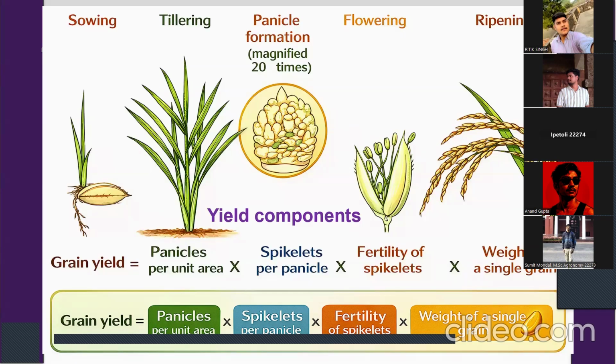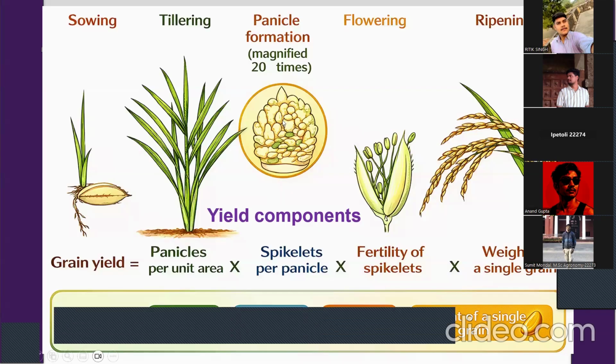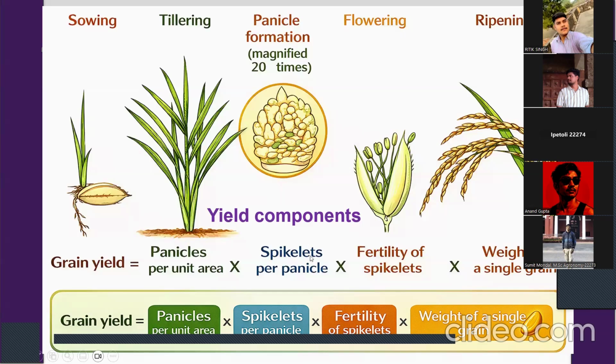Second is spikelet size. If the size is not optimum, very, very small, then we cannot expect good flowering and good seed setting. So the panicle development or panicle formation stage actually determines how many spikelets will be produced per panicle. Therefore, this stage is very, very important. We need to understand. Next comes the flowering stage. At the flowering stage, it will decide the fertility of the spikelet.